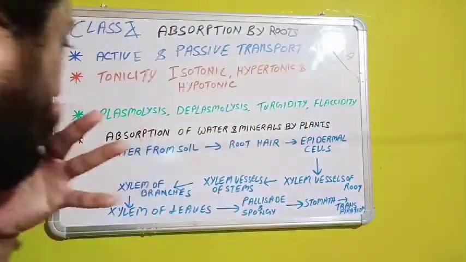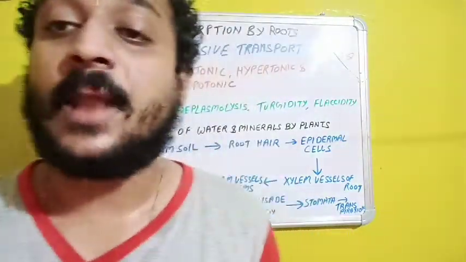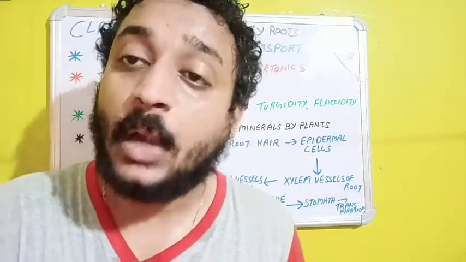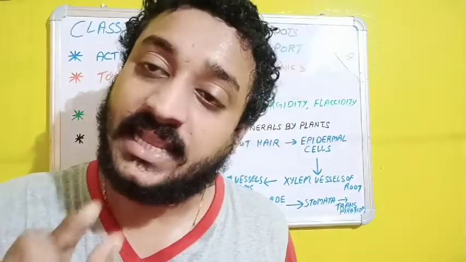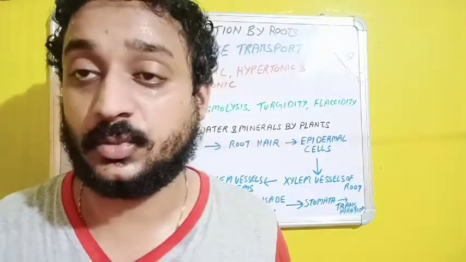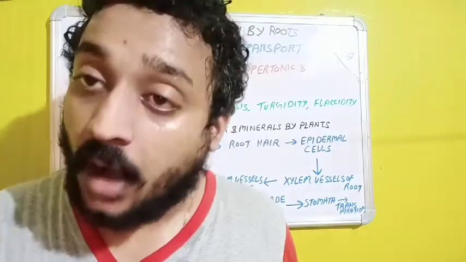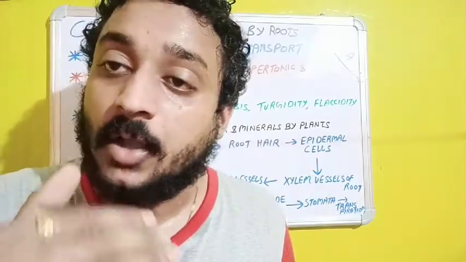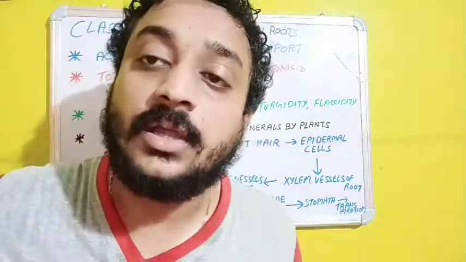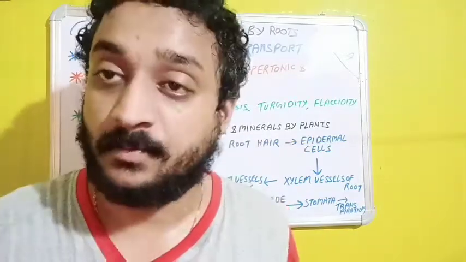Now, next is plasmolysis. What is plasmolysis? Plasmolysis is a process in which we take a cell and put that cell in a hypertonic solution. I repeat, in a hypertonic solution, meaning the solution which has more solute and less solvent. The water content inside the cell will come out to the outside beaker. Meaning the cell will start to release the water by itself.